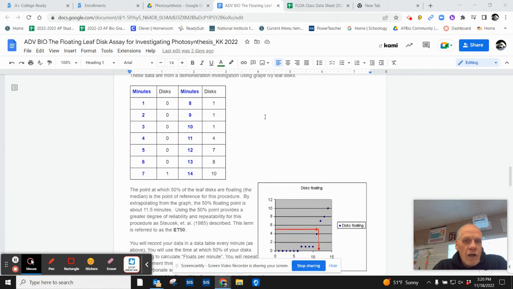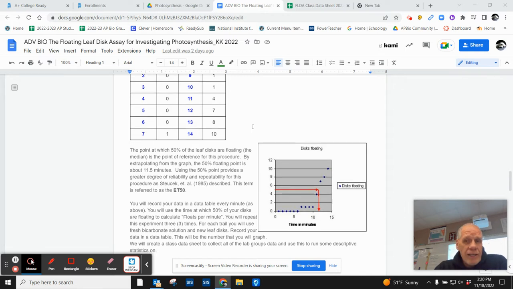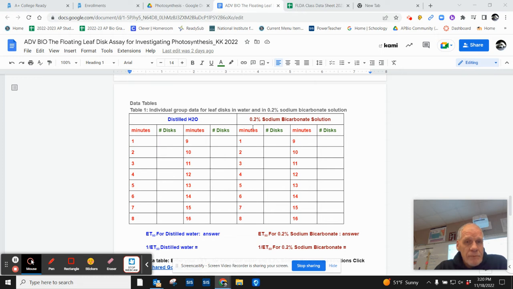And this part tells you about the procedure of using ET50, why we use it and how to calculate it. It's pretty straightforward. The other day you collected data on the 0.2% sodium bicarbonate solution, and you recorded the number of discs floating at every minute. Then you found the point where 50% of the discs were floating. Let's just say on this one at 10 minutes.